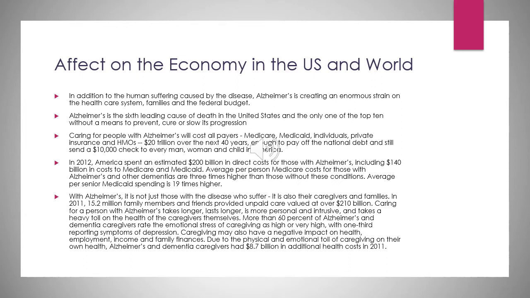Caring for a person with Alzheimer's disease takes longer, lasts longer, is more personal and intrusive, and takes a heavy toll on the health of the caregivers themselves. More than 60% of Alzheimer's and dementia caregivers rate the emotional stress of caregiving as high or very high, with 1/3 reporting symptoms of depression. This affects people emotionally. It takes so much out of them because it becomes a daily job that you have to live with. It does take a lot out of people, and it has made people depressed.